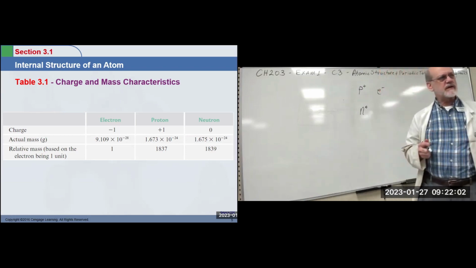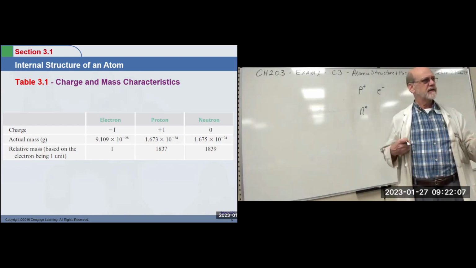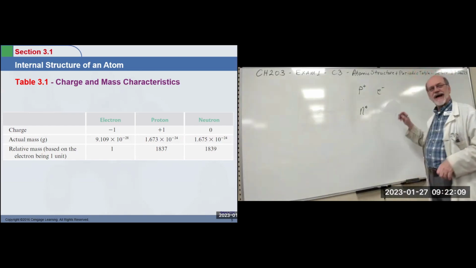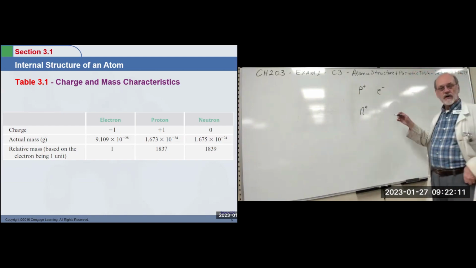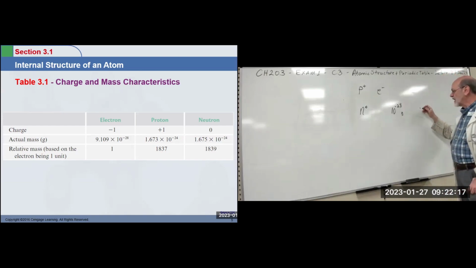So sometimes I use the expression orders of magnitude. Have I explained that yet? Orders of magnitude, that's just powers of 10. So if the electron is on the order of 10 to the minus 28th grams, and the proton is on the order of 10 to the minus 24th grams, that's 4 orders of magnitude difference. Okay.